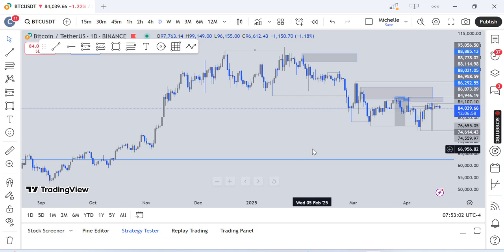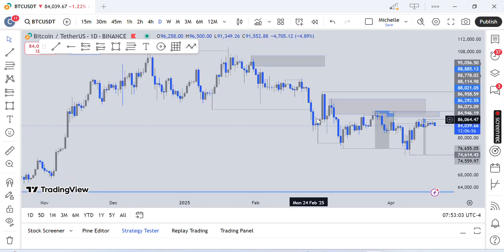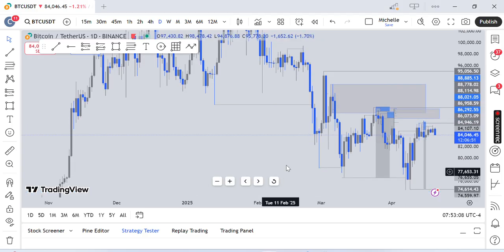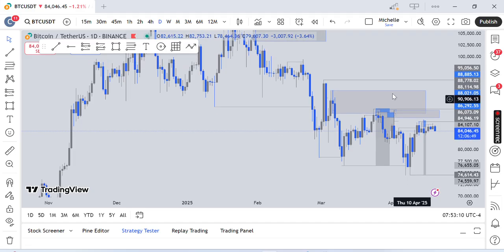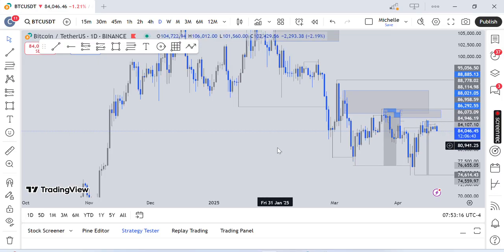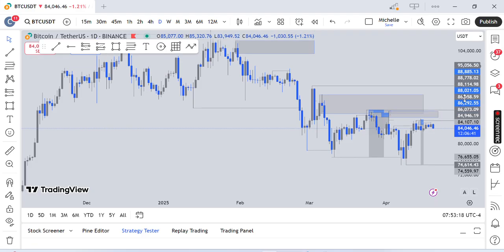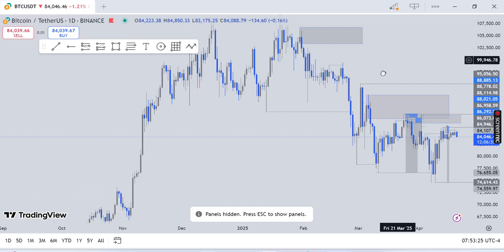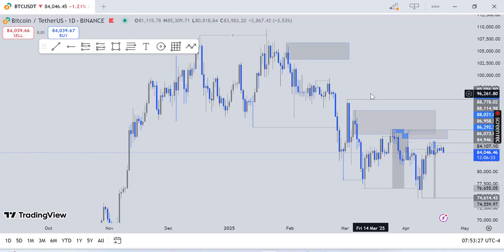Guys, I want to show you that this particular strategy works on crypto too. It works on crypto. I have some setups I had on crypto, even the ones I took and the ones I didn't take. Let me just run a quick analysis on it. We all know that Bitcoin has been on a downtrend for some time.